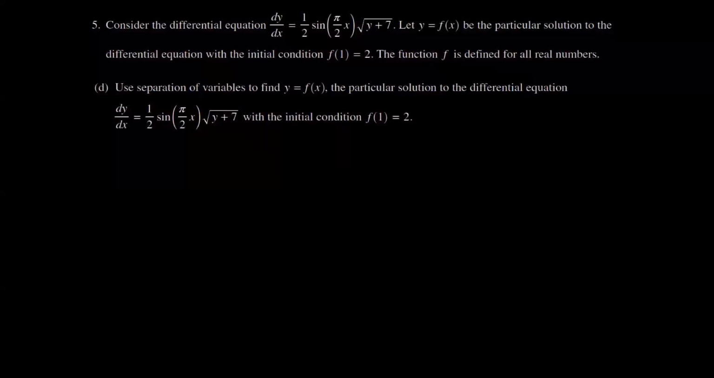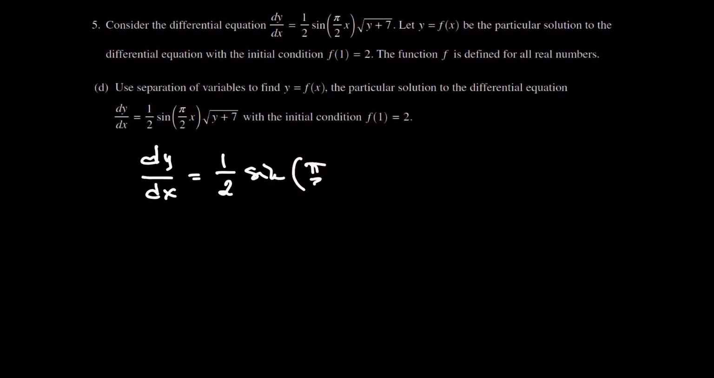In this question, we are being asked to use separation of variables to find y equals f of x, the particular solution to this differential equation with the initial condition that we already had, f of 1 equals 2. And so let's use that separation of variables technique. dy over dx is equal to 1/2 sine of pi over 2 x times square root of y plus 7.